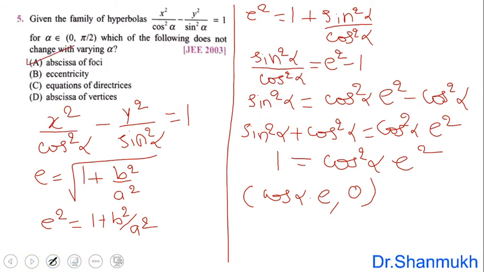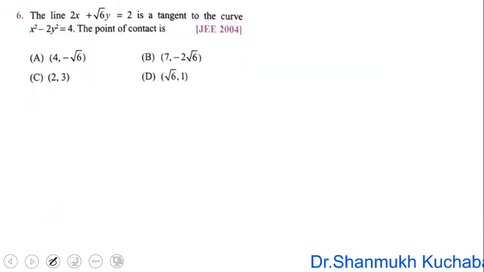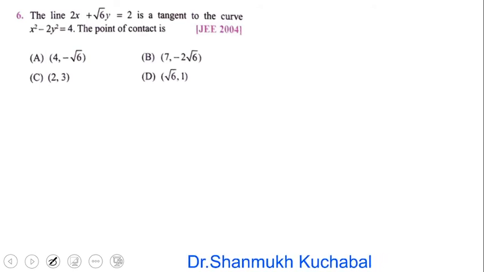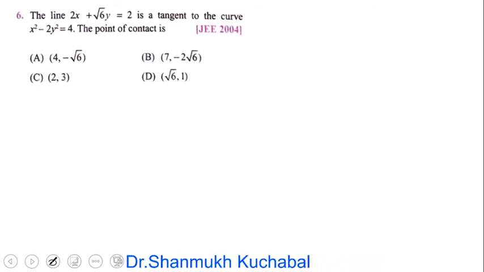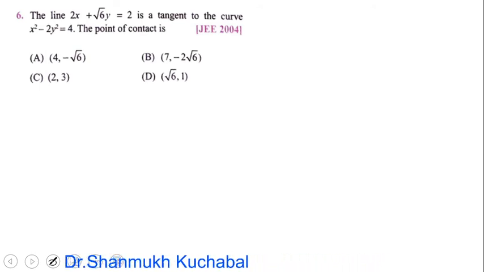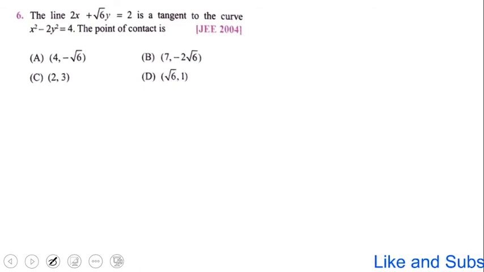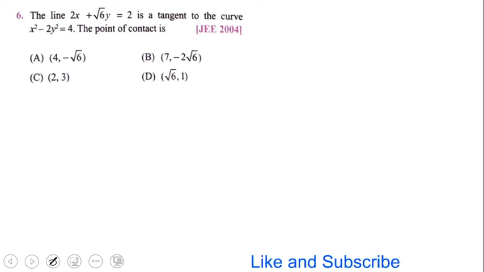Like this we have to calculate. Okay, we'll move to our next example. The lines. The first one is a line given as a tangent to the curve x square minus 2y square equal to 4. The point of contact we have to calculate. So here we observe that there is one curve and there is a tangent, and this point of contact we need to calculate.